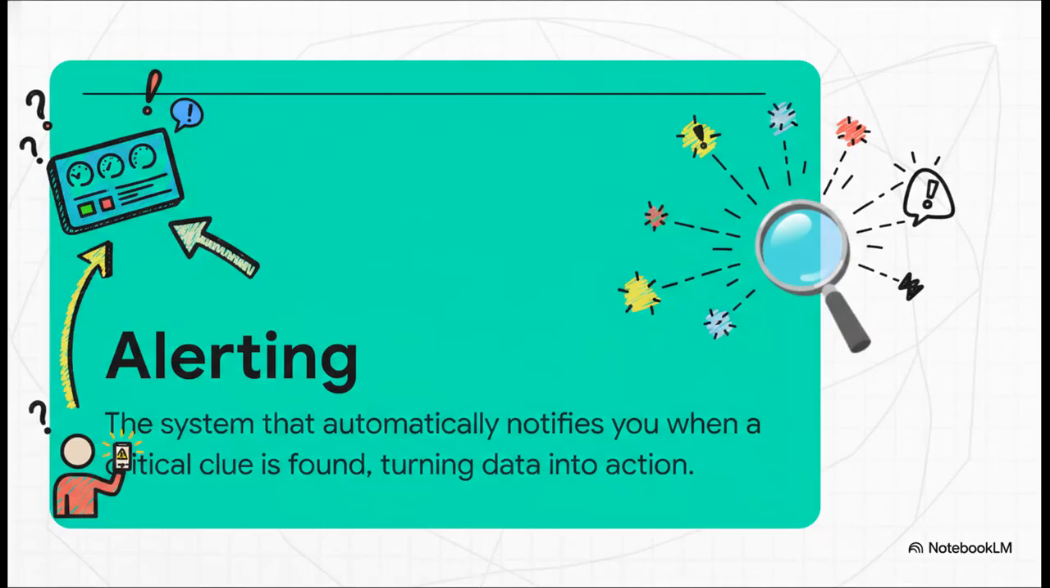Of course, you can't just stare at a dashboard 24/7. That's where alerting comes in. This is the automated system that is watching 24/7, and it's the thing that wakes you up at 3 a.m. It's that moment your system basically shouts, hey, I found something critical. It's the crucial link that turns a passive observation into an urgent, actionable notification. It gets the right info to the right person at exactly the right time. This is the break in the case.